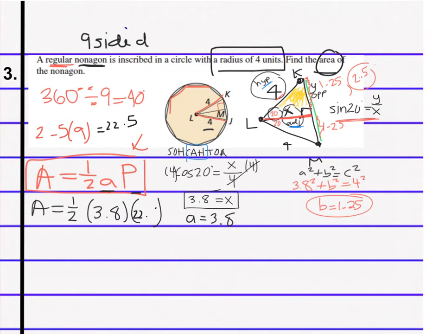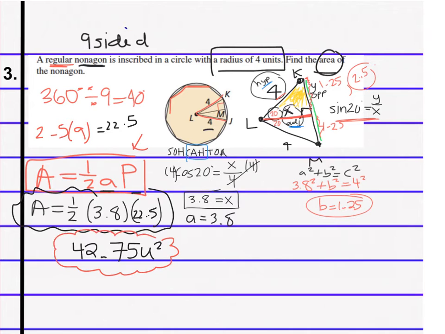Then my last step, I know it's a lot of work here. My last step, since the goal is to find the area, is I'm just going to type all of this in to my calculator, 1/2 times 3.8 times 22.5, and I am getting 42.75 units squared.